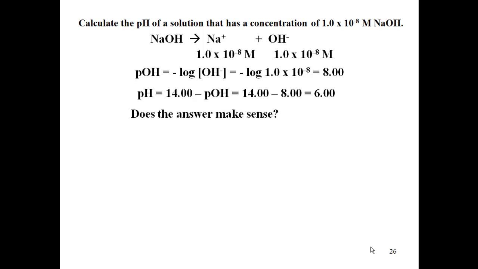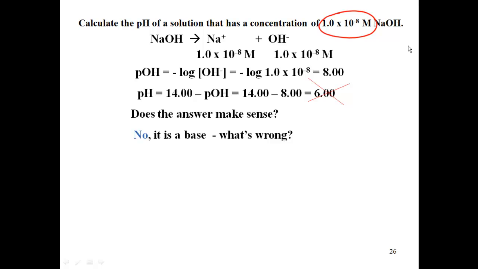Well, it's a strong base, it breaks up 100%, nothing there. The pOH calculation looks fine. The pH calculation is fine. So where did we go wrong? Where is the mistake? Obviously the answer does not make sense because this is a base, so I shouldn't have an acidic pH. Well, the problem is when you go back and look at the concentration of the sodium hydroxide, it's 10 to the minus 8.